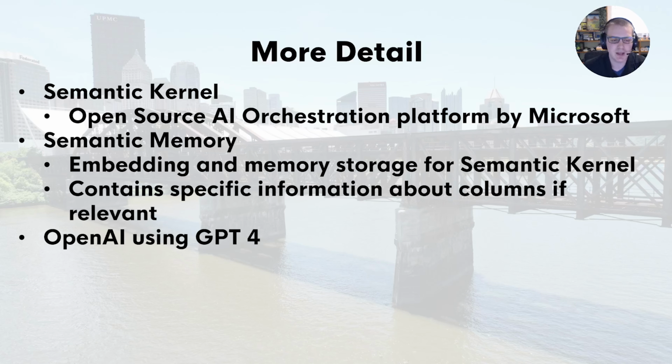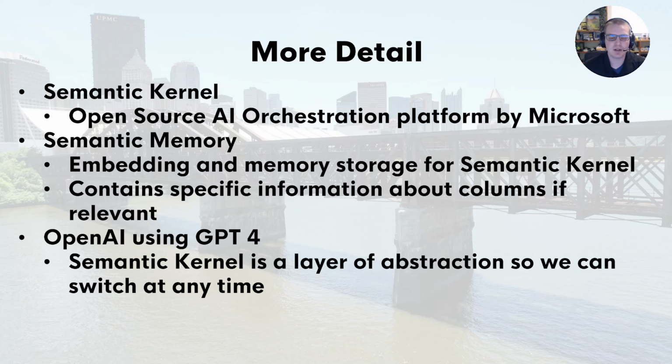And this contains the specific information about those columns, so we can fetch it if it's relevant for using that RAG pattern. And in our case, we're using OpenAI with GPT-4, but Semantic Kernel is a layer of abstraction, which means that we can switch to any other model, any other tool. So if we want to use Claude, Meta AI, whatever else, we can switch to that, because Semantic Kernel is basically letting us configure it and set it up in any way that we want to be able to use it. And the schema is defined in a YAML file.